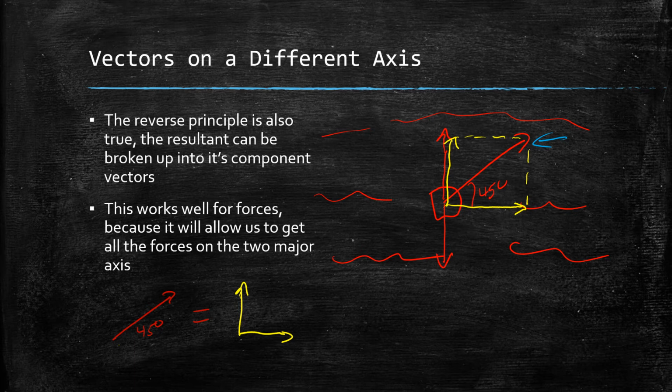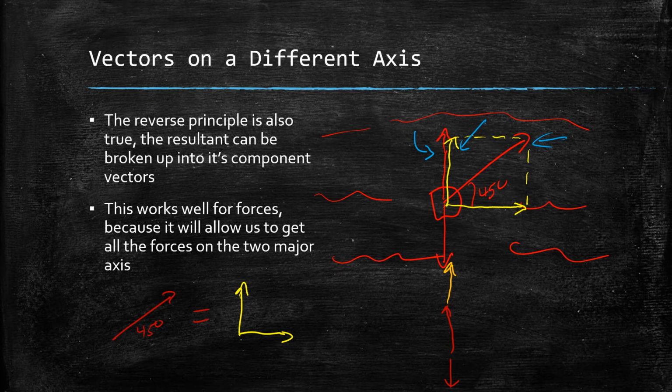Why would we want to do that? Well, if you look here, this yellow vector and this red vector are both going in the same axis, so we can add those two together. We add that red plus that yellow to get the total vertical force that way. Then we have the vertical force going the opposite direction, and those become pretty easy to deal with.